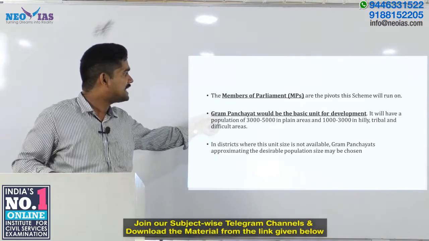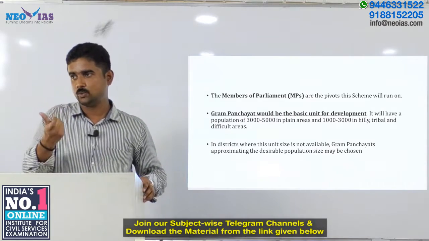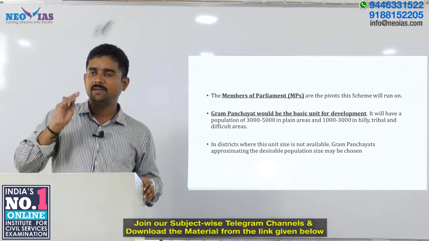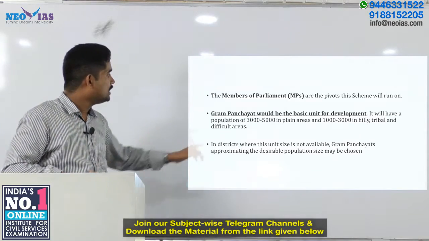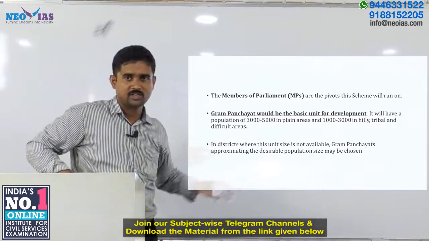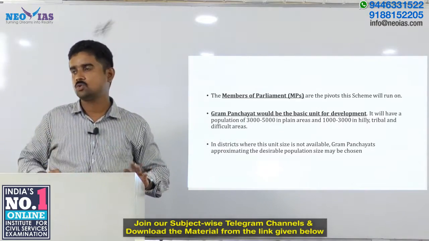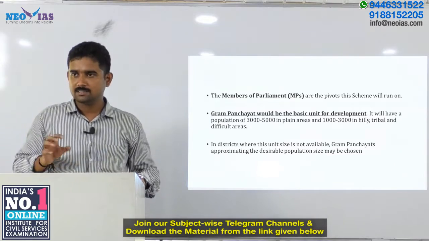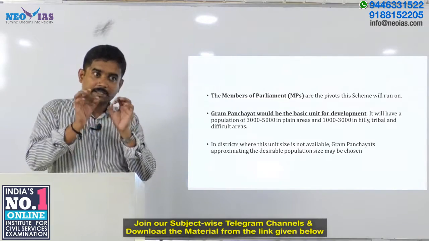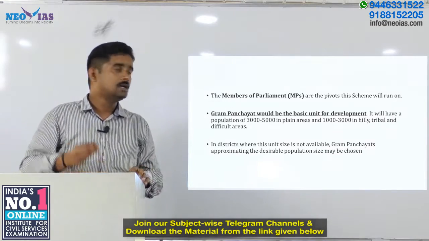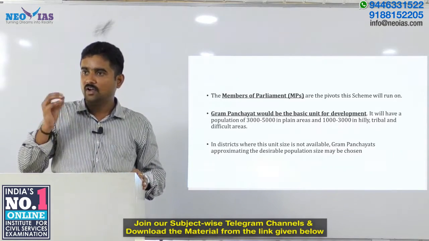Now, the Grama Panchayat would be the basic unit for development in the scheme, with close to 3,000 to 5,000 population. If an area has close to that, especially in a plain region, it can be chosen for development is the idea in this one. And the pivotal role in this scheme is being played by the MPs, that is, the Members of Parliament.